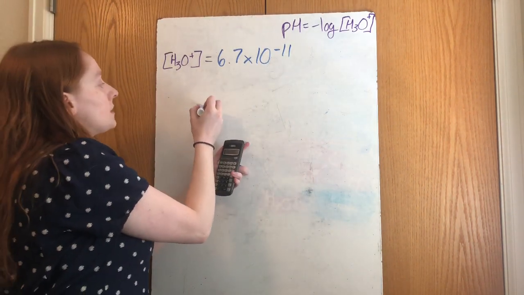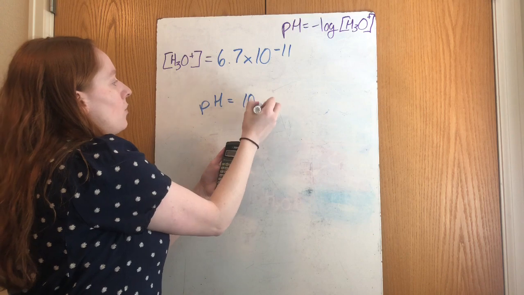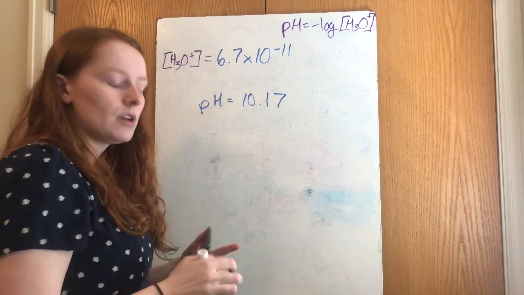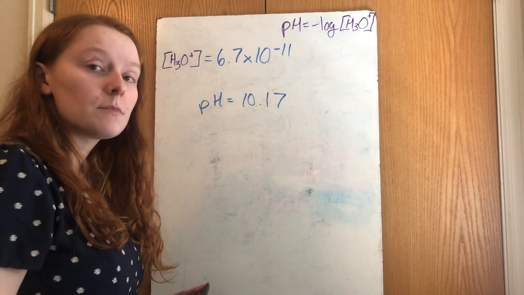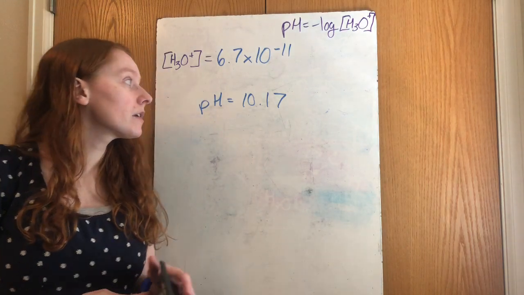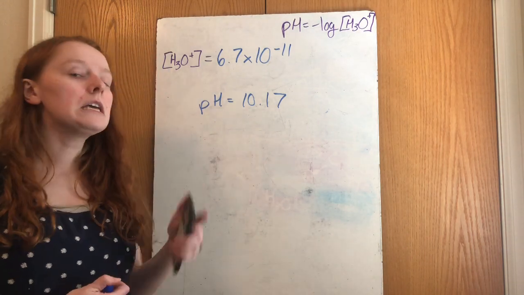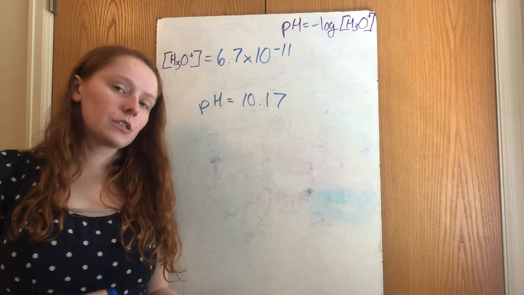All right, the answer to this one is that the pH is equal to 10.17-ish. If you didn't get that, double check your math. Make sure that you're punching everything into the calculator correctly. If you got negative 10, you forgot to change the sign at the end. So make sure that you do that.